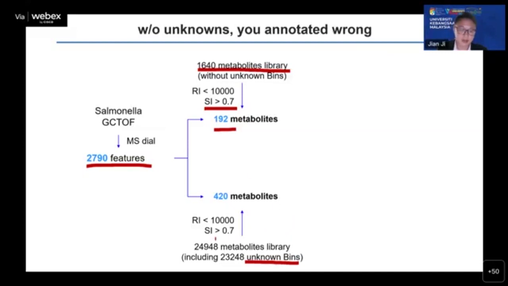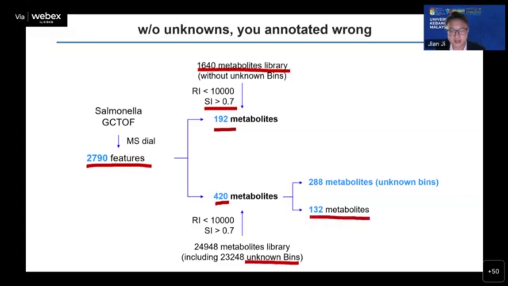So for this library, we set the same parameters. We got around 420 metabolites. And the 420 metabolites have 132 metabolites with names and 282 metabolites with unknown beings, which means they do not have names. They only have the spectrum and retention index information. So it is annotated with just a number, a library number.